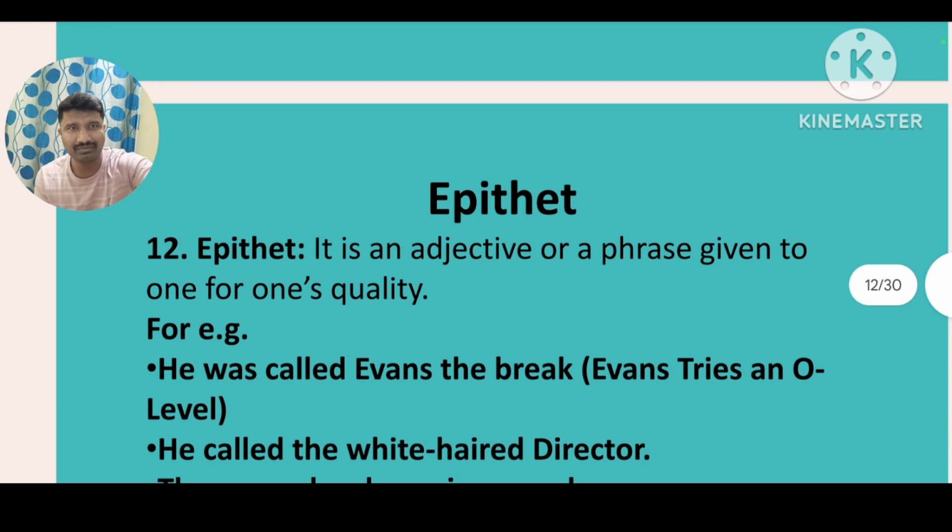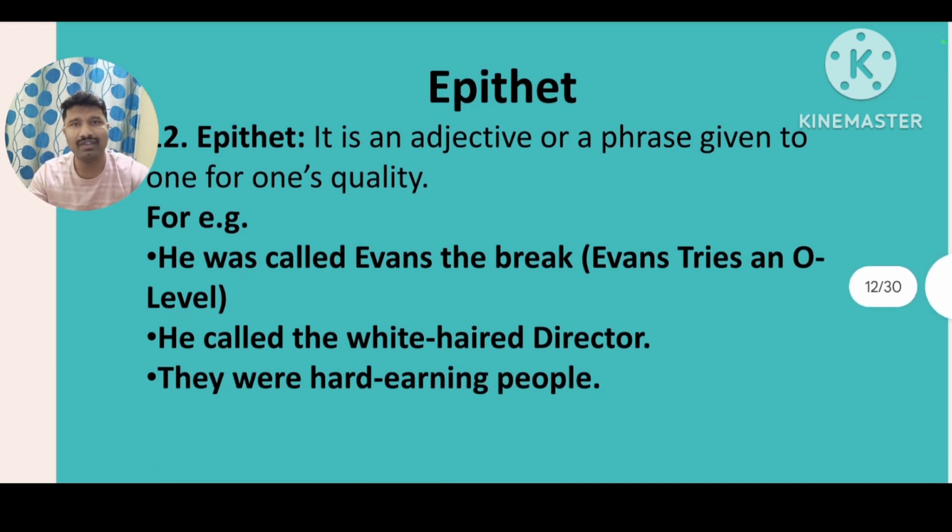Example. Next one is the epithet. Epithet means an adjective or a praise given to one for one's quality. For example, he was called Evans the Brake. Understood? Next one we have: he called the white-haired director. So they were hard-hearing people. So these are all the examples for the epithet.